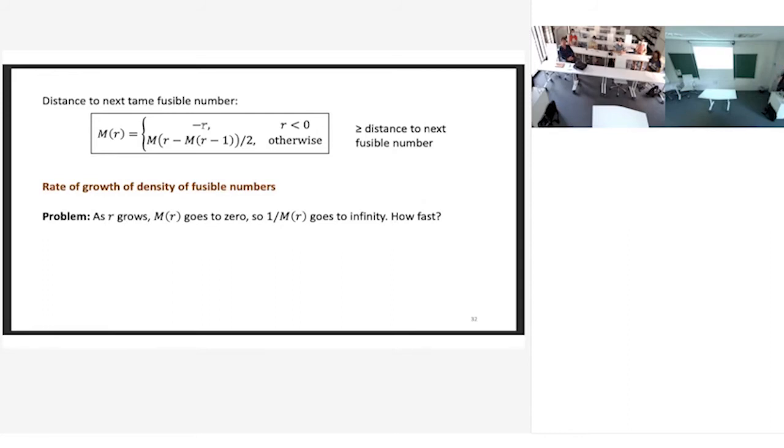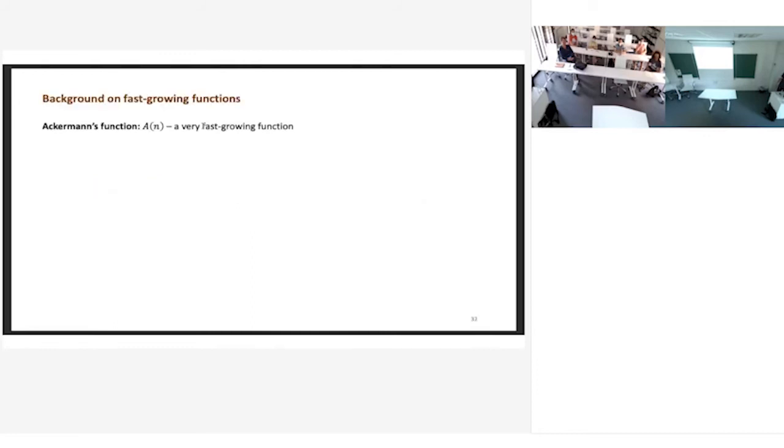Okay, but first let's talk about this function m. As r grows to infinity, m of r goes to 0 very quickly, meaning 1 over m of r grows to infinity very quickly. The question is how quickly. And so for this, we have to talk about fast-growing functions. Maybe you once heard about the Ackermann function, which is a very fast-growing function.